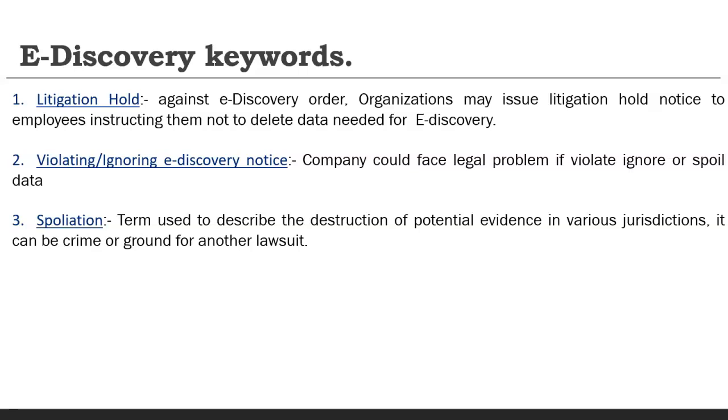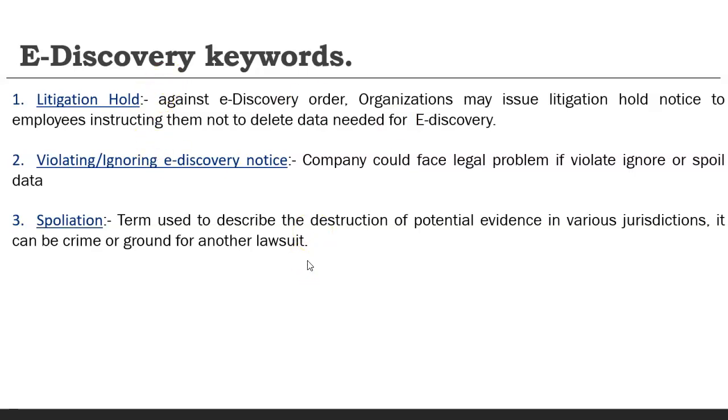What happens when an e-discovery notice is violated or ignored? The company could face legal problems if it violates, ignores, or spoils data. And what is spoiling data, or spoliation? It is a term used to describe the destruction of potential evidence in various jurisdictions. It can be a crime or grounds for another lawsuit.